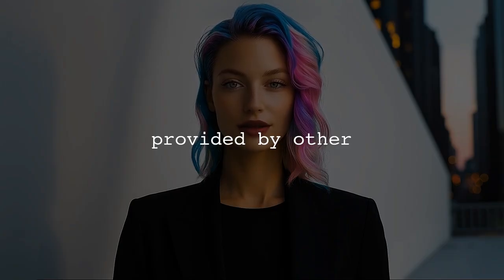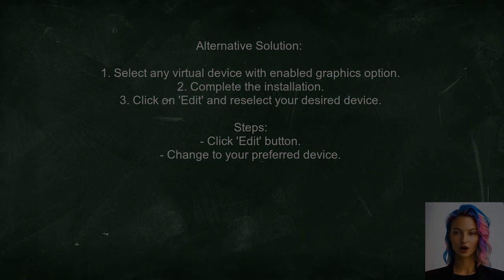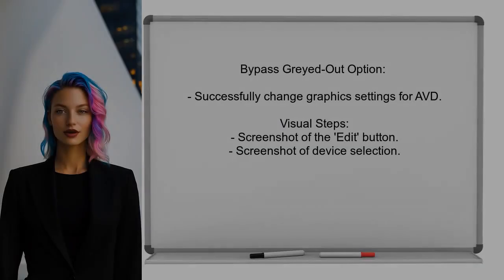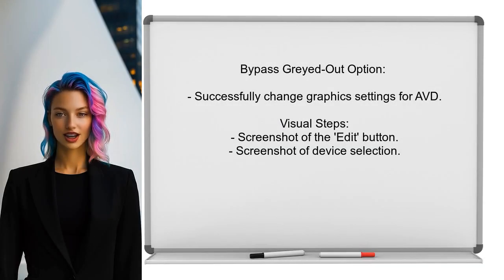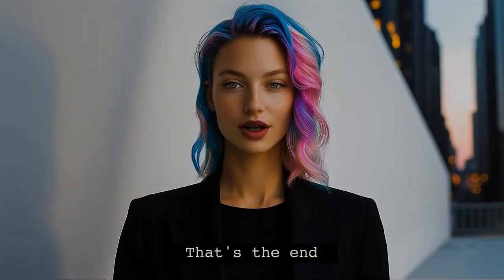Now, let's look at the answers provided by other users. One user suggests that the issue might be a bug. They found a workaround by selecting any virtual device where the graphics option was enabled. After installation, they edited the configuration and reselected their desired device, keeping the option enabled. This method allows you to bypass the grayed out option and successfully change the graphics settings for your AVD. That's the end of that answer.